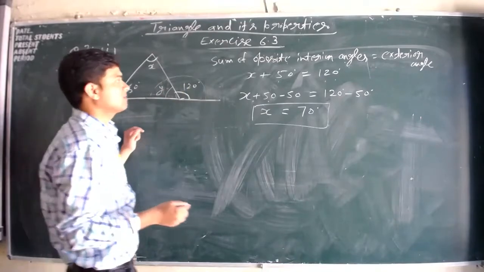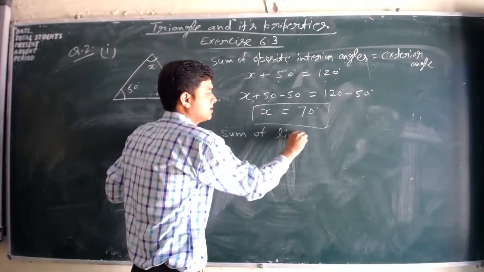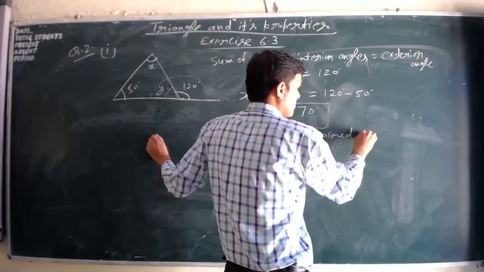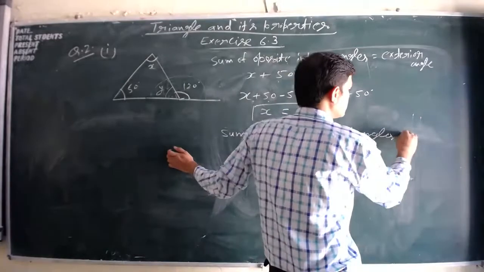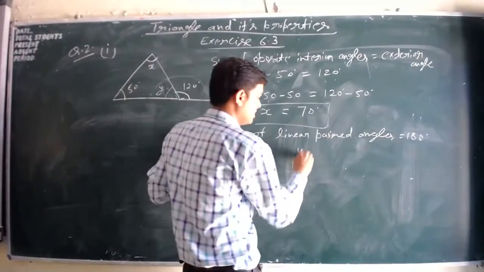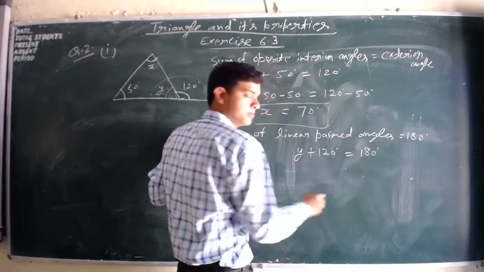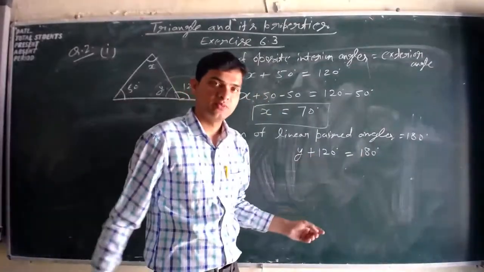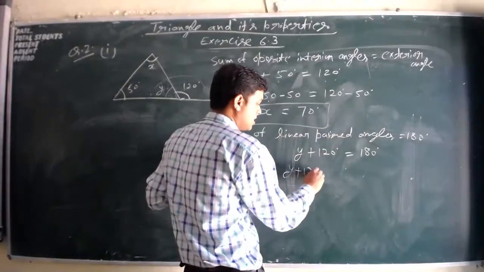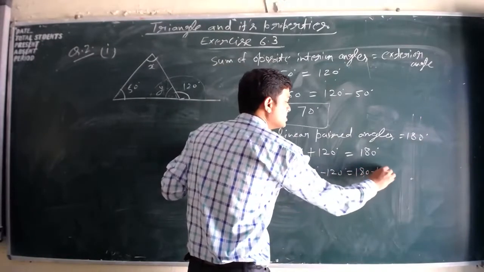दिख ही रहा है. That means we know that sum of linear pair angles is equals to 180 degree. Clear? Y plus 120. Y plus 120 degree is equals to 180. Clear? Now we have to eliminate 120. So the subtract 120 into both sides. That means y plus 120 minus 120 is equals to 180 minus 120. Clear?